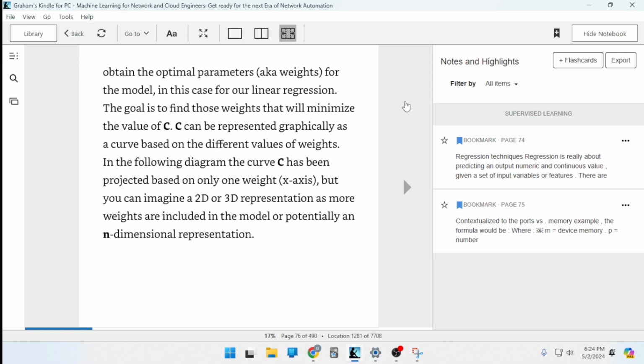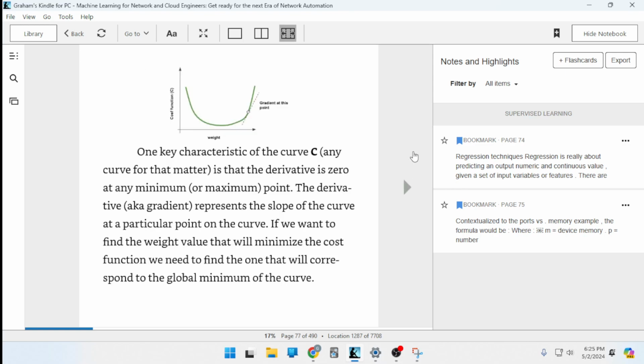In this case, for our linear regression, the goal is to find those weights that will minimize the value of C. C can be represented graphically as a curve based on the different values of weights. In the following diagram, the curve C has been projected based on only one weight, x-axis, but you can imagine a 2D or 3D representation as more weights are included in the model, or potentially an n-dimensional representation.